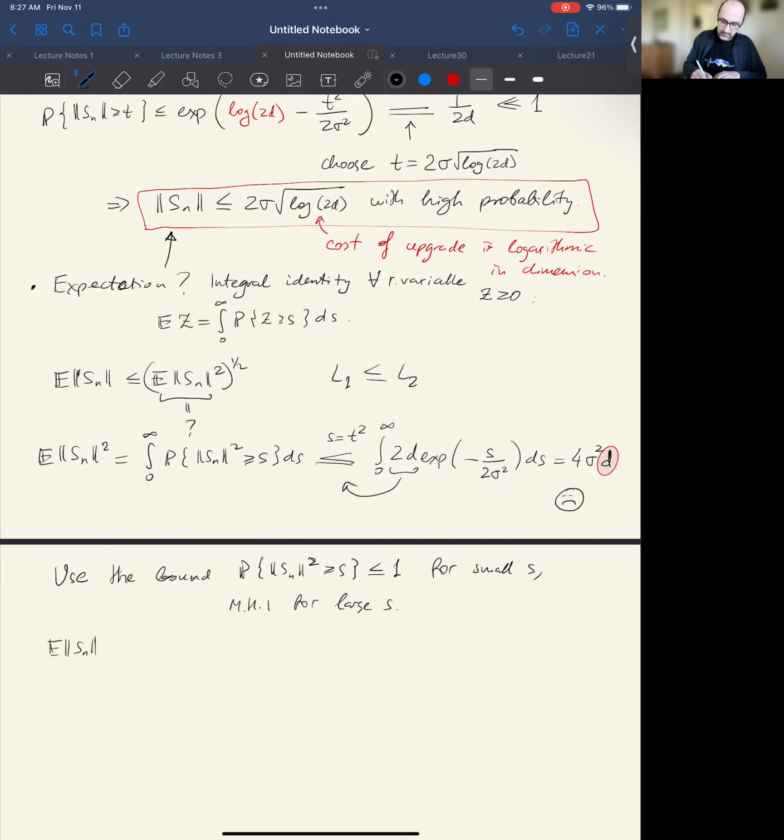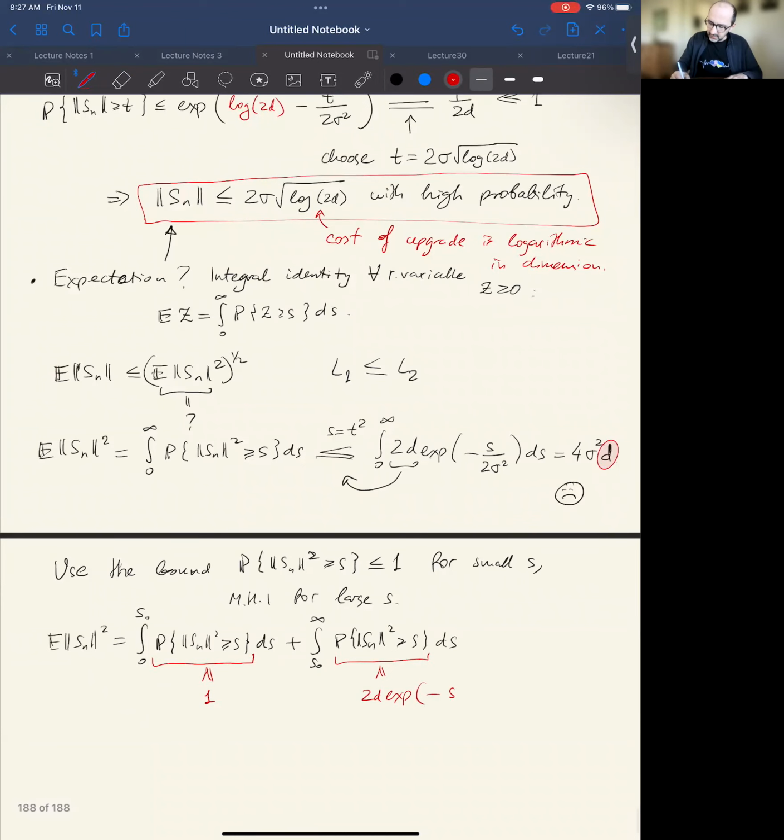So let's redo the argument. This is from 0 to S0. This is our threshold of how small versus large it is. The integral of the probability that Sn squared is greater than s, ds, plus the integral of the probability from S0 on. I'm just breaking the integral into 2 parts. Nothing fancy happens here. And this one for small, I estimate by 1. And this for large, we estimate by 2d e to the minus s over 2 sigma squared.